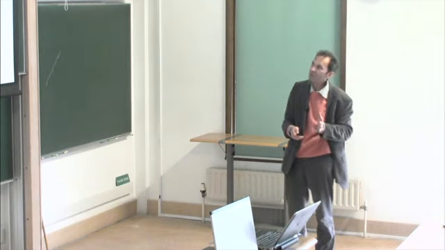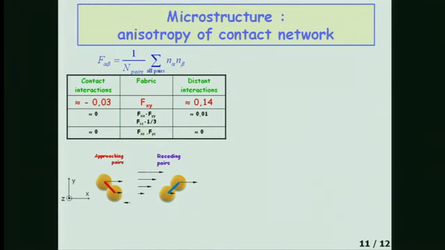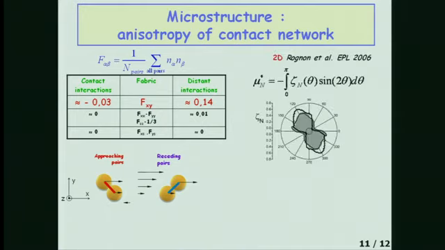About this question, there is some work in progress. A few years ago, Pierre Rognon showed that it was possible to relate the effective friction to the force anisotropy in a two-dimensional system through this formula. This is a formula associated to the normal forces. Another part would be associated to tangential forces.